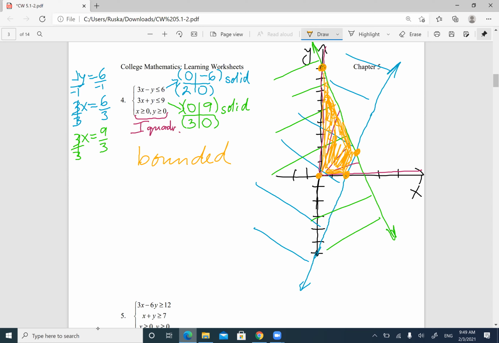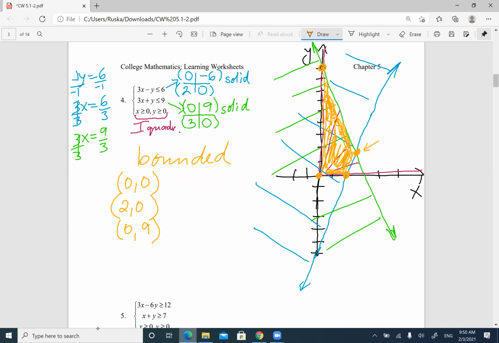And let's find the corner points. So the first one here is what? 0, 0. What else? 2, 0. Okay, 2, 0. What is the one at the top? 0, 9. 0, 9. And you have one more, this one, and we have to find this one. Okay, how are you going to find it?